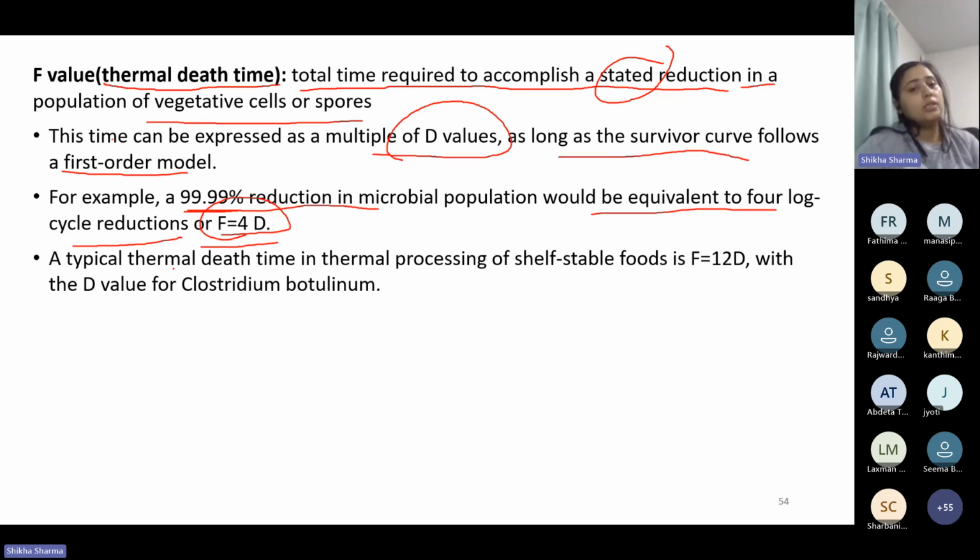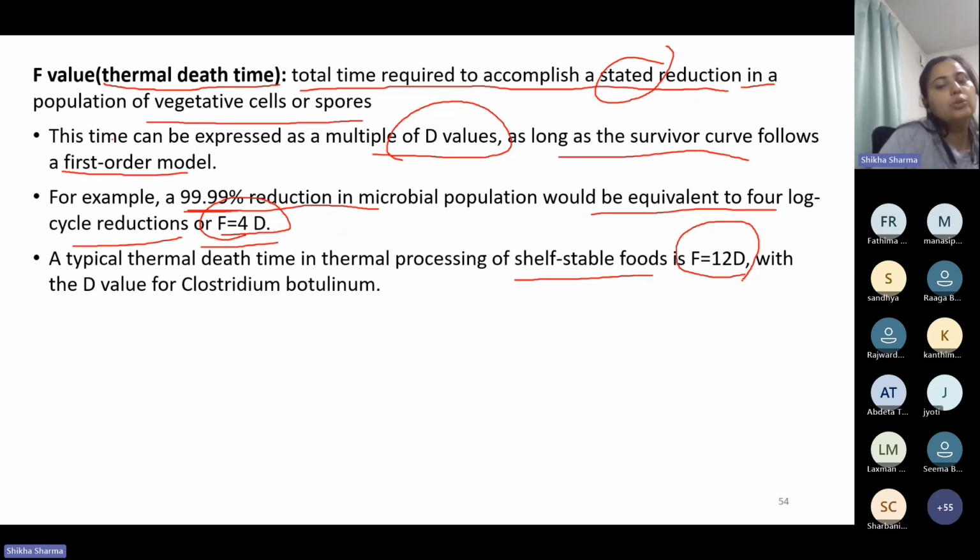Usually when we sterilize food, or we say a food is shelf-stable, we consider the F value. At the commercial level, we say that F should be equal to 12D. So a 12D fold reduction should be there when we are talking about Clostridium botulinum as our microorganism.